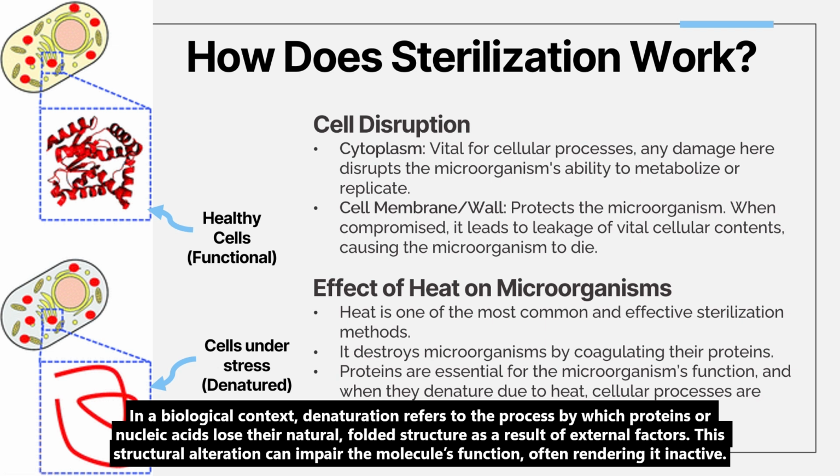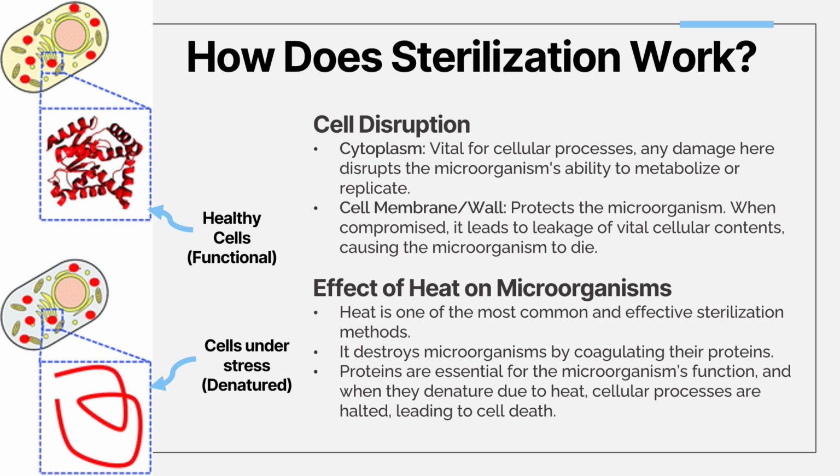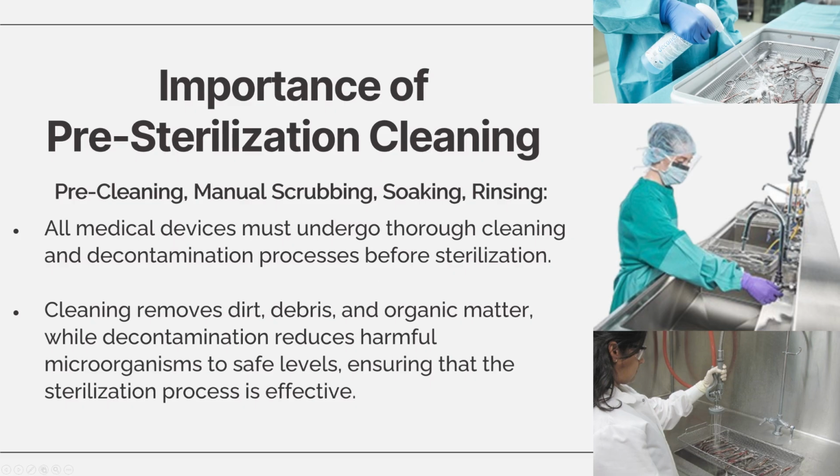Before sterilization, every medical device must be properly cleaned and decontaminated. This step is critical because any leftover dirt, blood, or organic material can protect microorganisms from the sterilization process, making it less effective. And that's why we have to talk about the importance of pre-sterilization cleaning, or just pre-cleaning. Processes like pre-cleaning, manual scrubbing, soaking, and rinsing are used to remove visible debris and lower the number of microorganisms. So think of it this way, sterilization can't work if microorganisms are hidden under layers of dried blood or tissue. By thoroughly cleaning first, we give sterilization direct contact with all surfaces, making sure it works as intended.